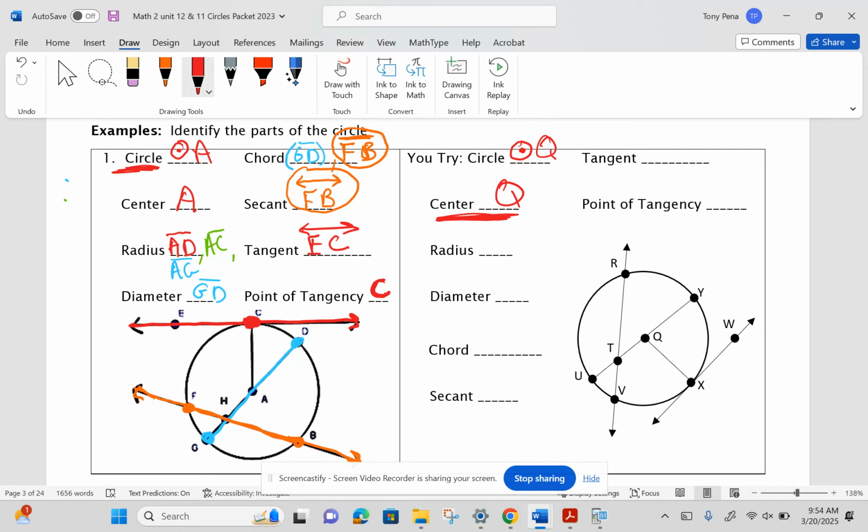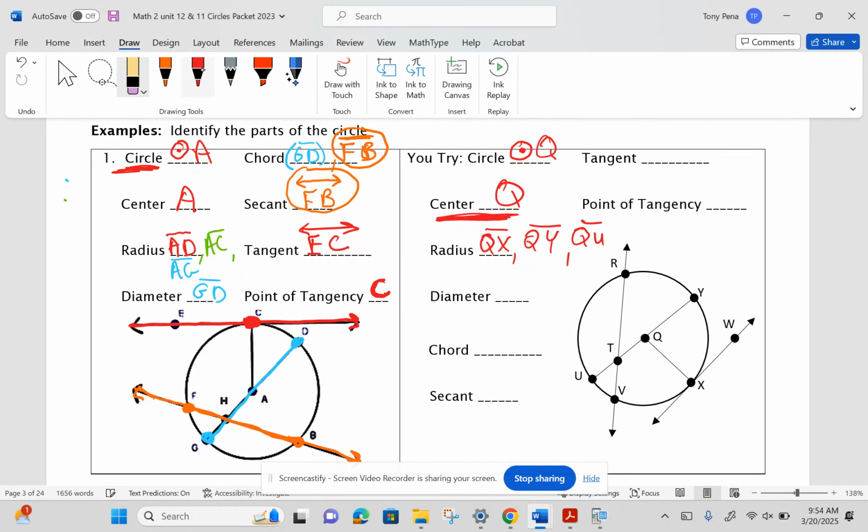Okay? A radius, Bailey, give me a radius. Okay, so she gave me this radius here, QX. All right, Aiden, give me another radius. QY. Good, he gave me this one, QY. And then Damari, what is our last radius? Good, this guy here is QU. Okay, so those are radii.